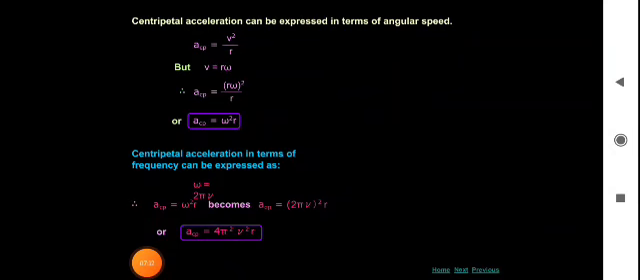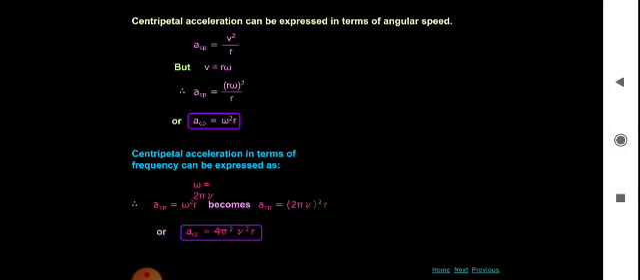Now the centripetal acceleration can be expressed in terms of angular speed. Centripetal acceleration is equal to V square divided by R. We know the relation between the linear velocity and angular velocity, that is V is equal to R omega. That value R omega you have to substitute in the centripetal acceleration. So one R gets cancelled, and we get omega square into R.